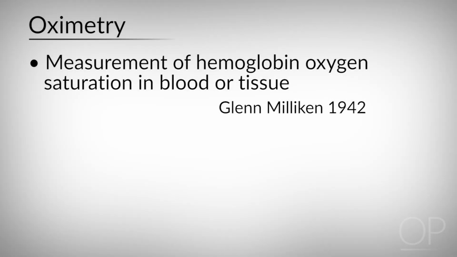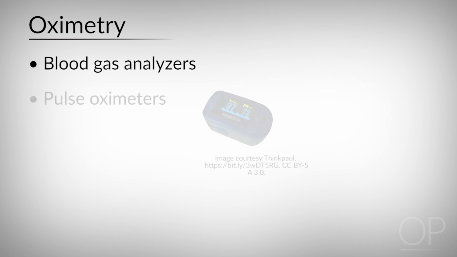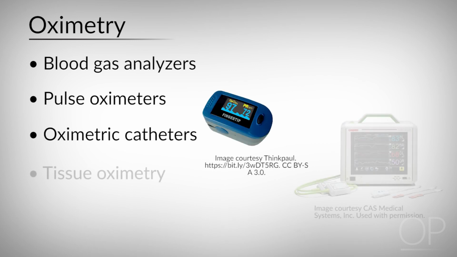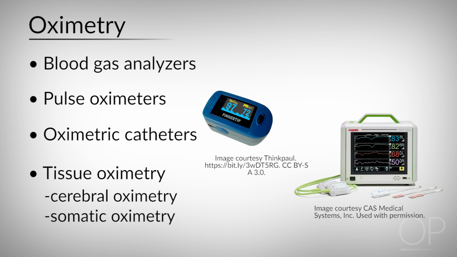The term oximetry was coined by Glenn Millikan and refers to the measurement of hemoglobin oxygen saturation in blood or tissue. In medicine, oximetry is used in blood gas analyzers, pulse oximeters, oximetric catheters, and tissue oximetry. Tissue oximetry includes cerebral oximetry, the subject of this lecture, and somatic oximetry.